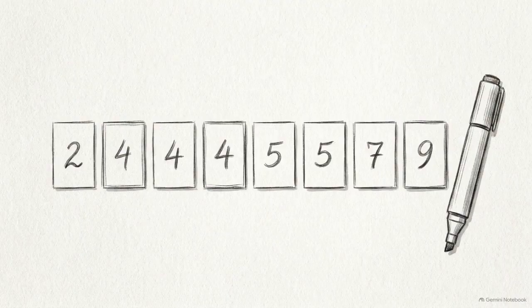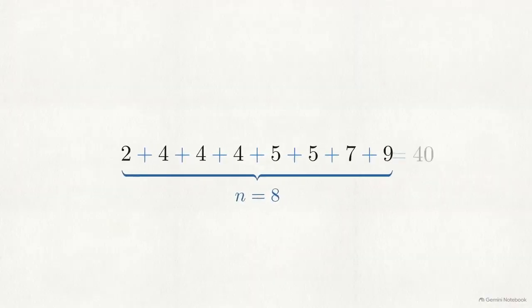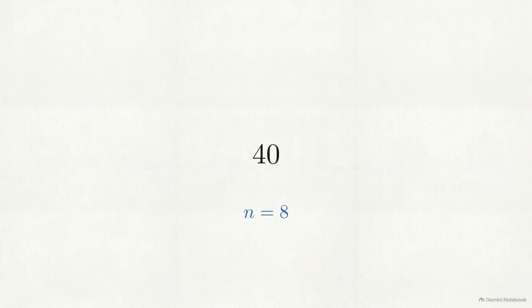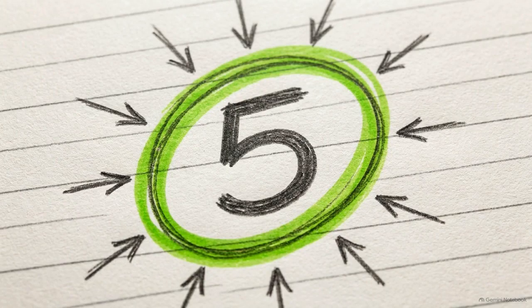Let's use a new dataset for our main calculation, 2, 4, 4, 4, 5, 5, 7, and 9. First, we find the baseline average. Add these 8 numbers together to get 40, then divide by the total count of 8. This gives us a mean of 5. You can write mean equals 5 at the top of your paper.